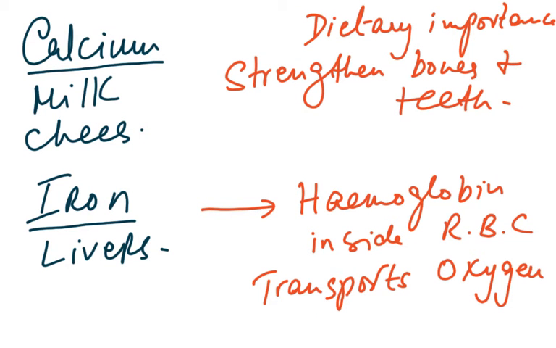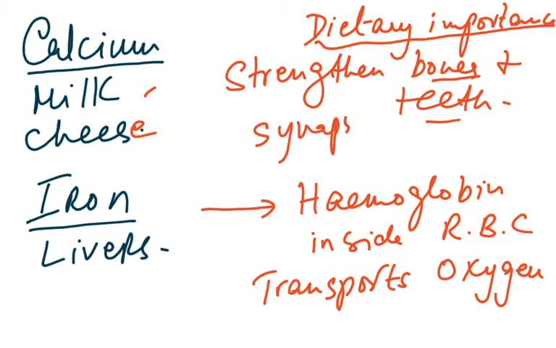Then we come on to calcium and iron. These are the only two mineral salts that we need to discuss. Calcium is present in milk and cheese. What is the dietary importance of it? It strengthens bones and teeth. It's also required in synapse transmission. It is also required in blood clotting. So we need it in a few important processes which take place in the body.